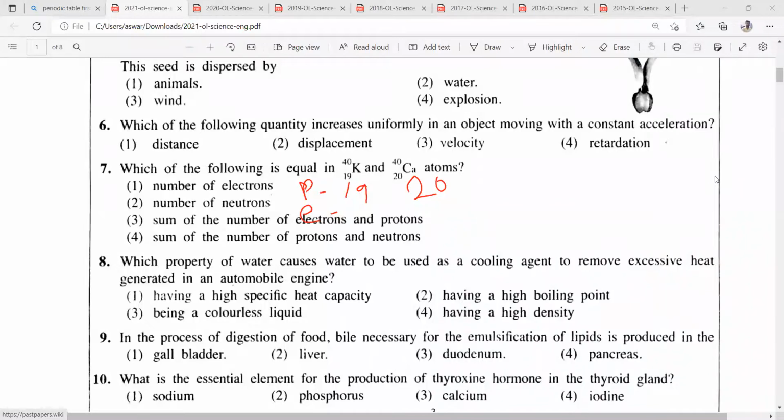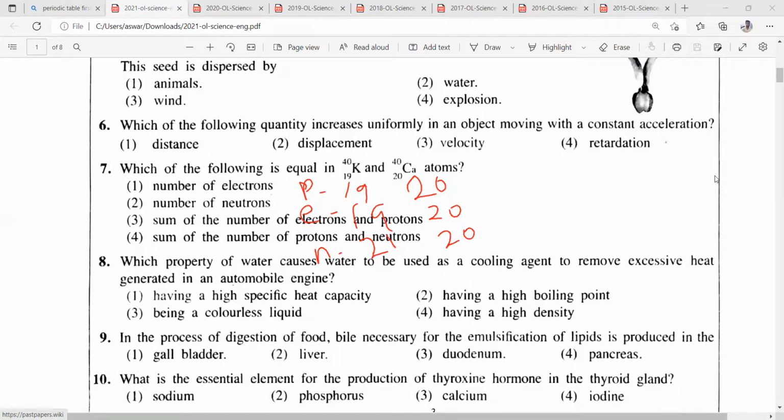How many electrons are there in potassium? 19. Yeah, then 20. How many neutrons are there? Potassium, 21. Yeah, 21. Calcium? Calcium, 20. Yeah, 40 minus 20, 20.